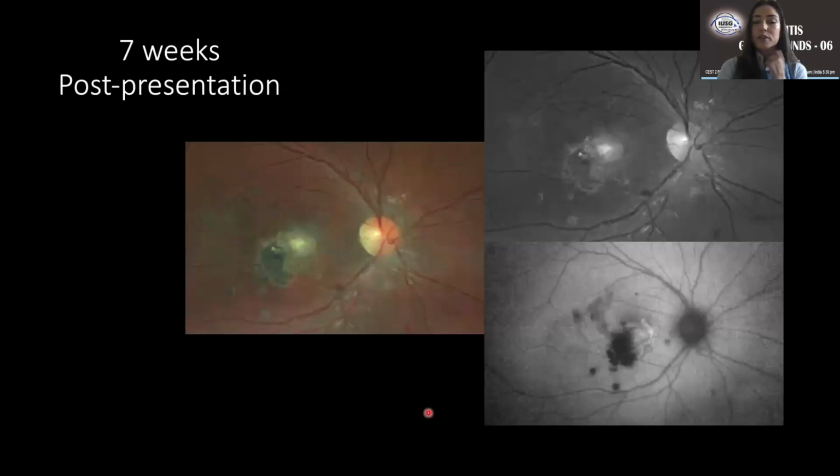So here are the fundus images of the follow-up of the case, 7 weeks post-presentation. We see some epiretinal membrane here and a more delimited retinochoroidal scar adjacent to the old scar here, and a mild pallor of the optic disc temporally.